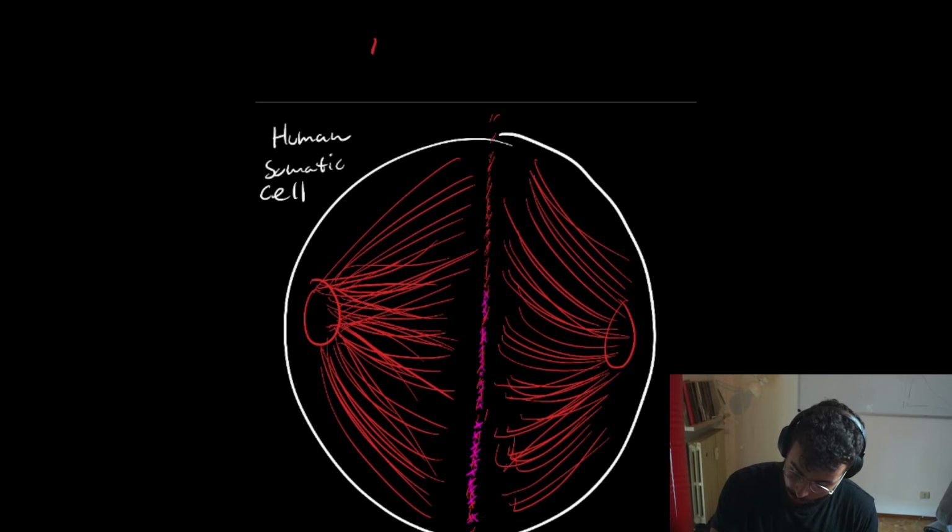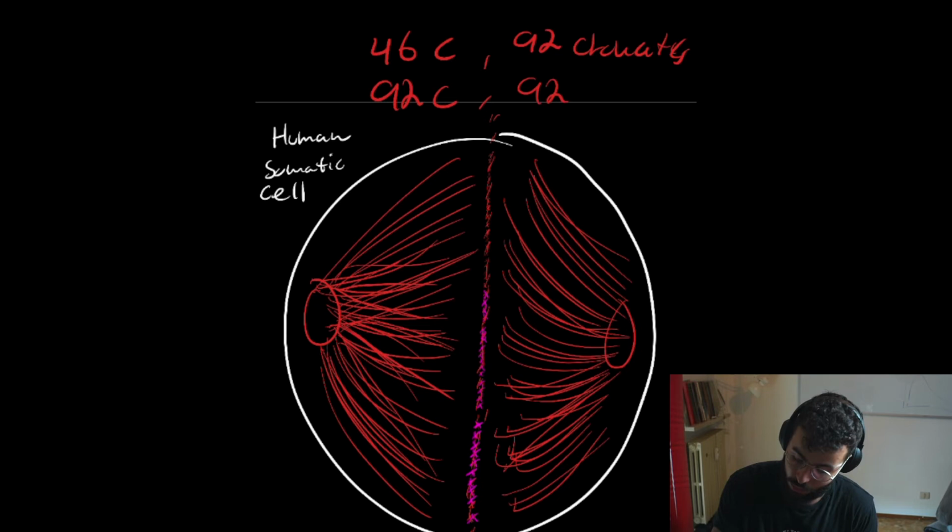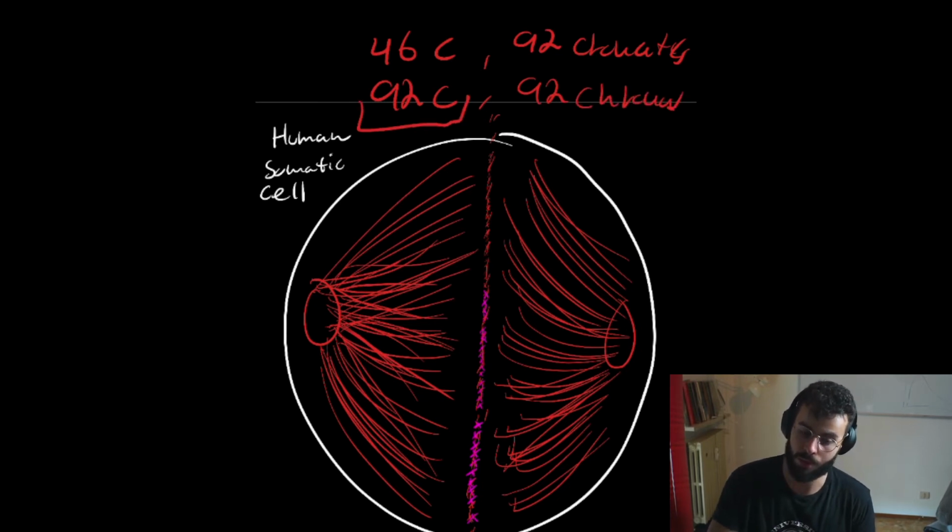from 46 chromosomes and 92 chromatids. We are going to go to 92 chromosomes and 92 chromatids. And 92 chromosomes are going to be divided between the two cells. Therefore, at the end, we are going to have 46 chromosomes again.